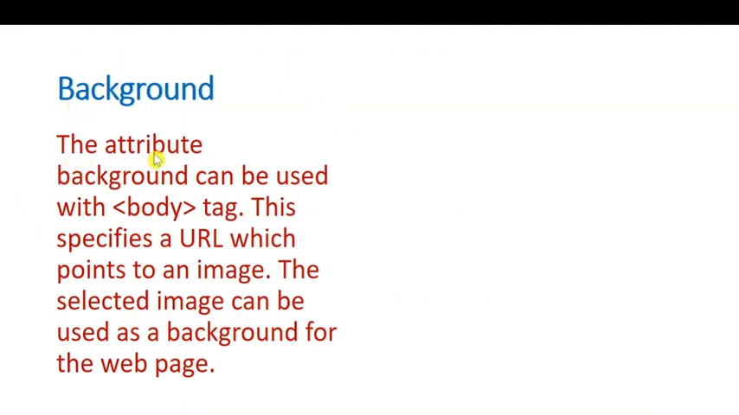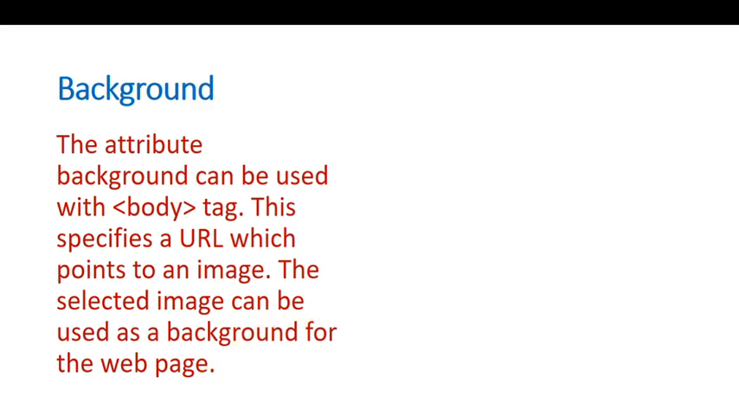The attribute background can be used with body text. This specifies a URL which points to an image. The selected image can be used as a background for a web page. So for body text, the attribute background is used to apply an image as the background of a web page.